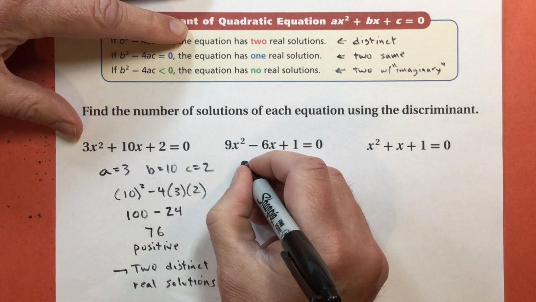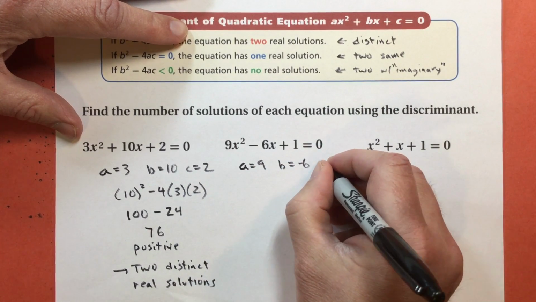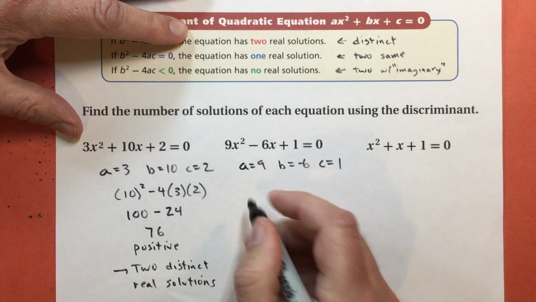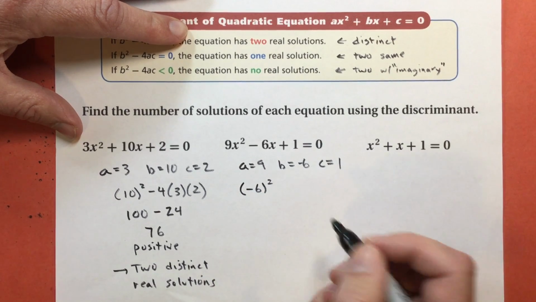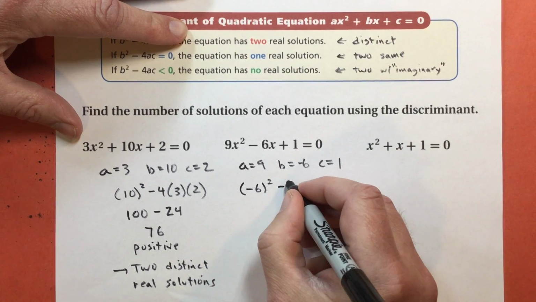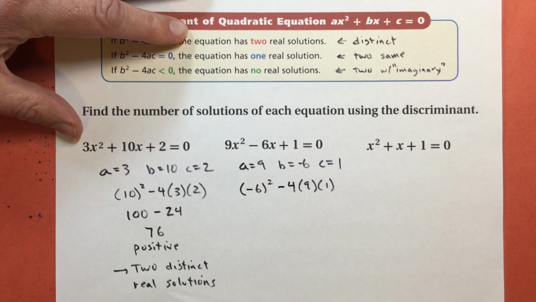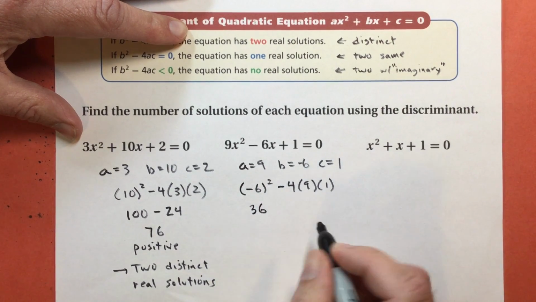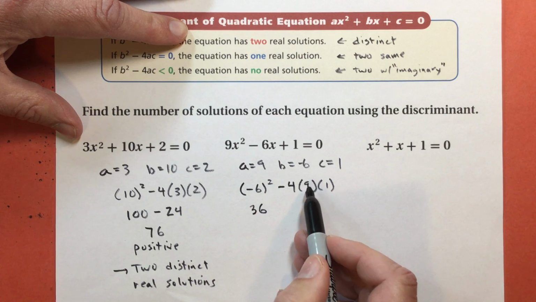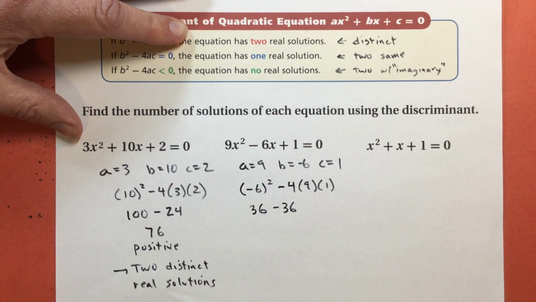Let's look at the second one. My a is 9, my b is -6, and my c is 1. b to the second power is -6 squared. Don't forget to use parentheses. Subtract 4 times 9 times 1. -6 squared is positive 36. 4 times 9 is 36. 36 times 1 is 36. And look what happens. I get 36 subtract 36. That equals 0.